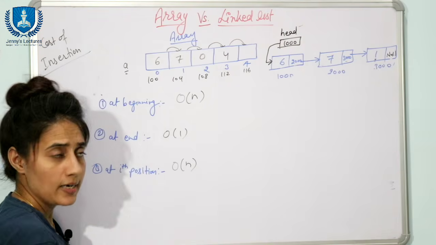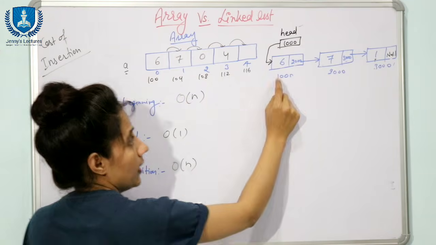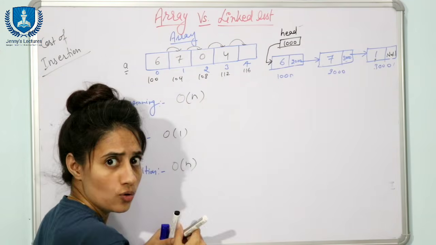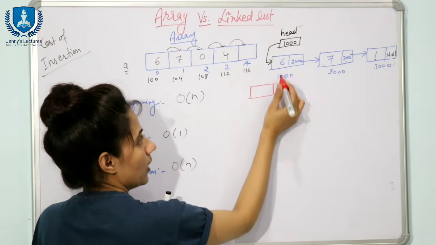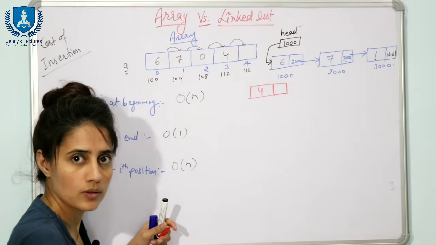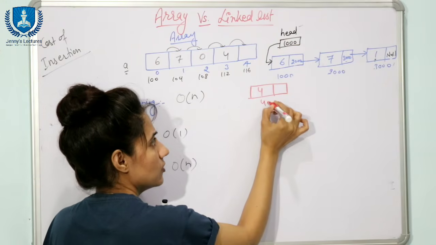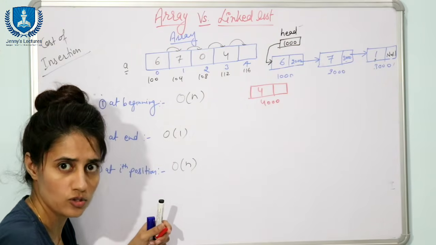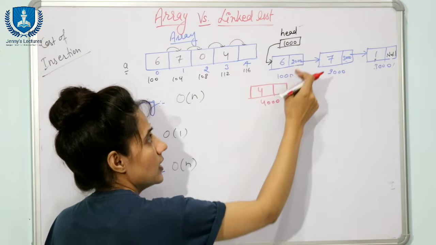So now in case of linked list, when you want to insert at beginning, here you want to insert, this is the first node. Here suppose I want to insert one another node having value 4, right? And suppose address of this node is in memory, address 4000 has been allocated to this node. You simply have to do what? You simply have to adjust these links.